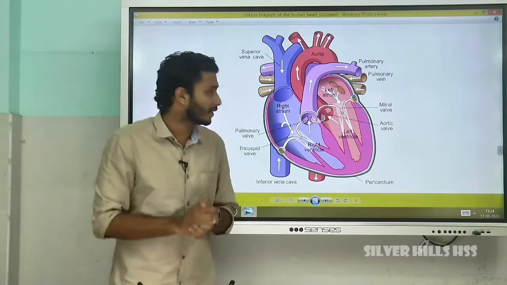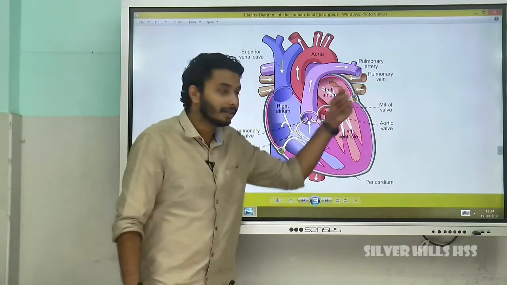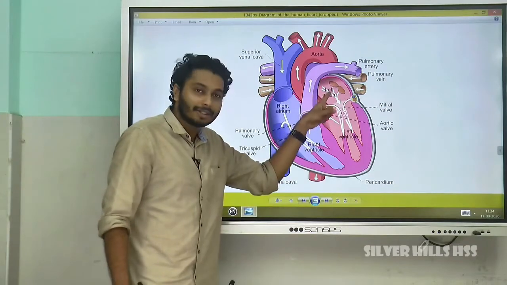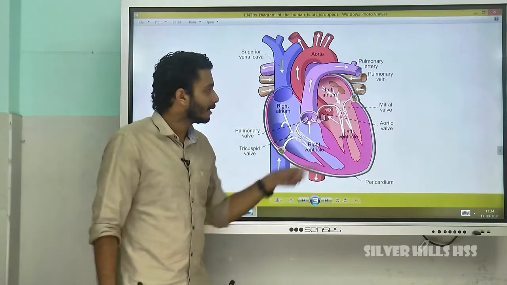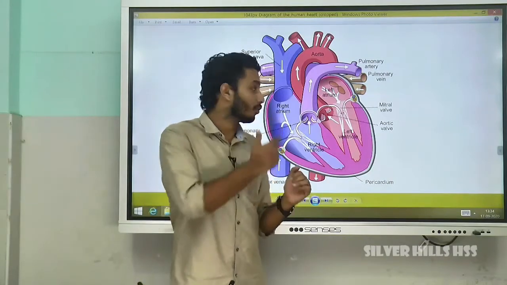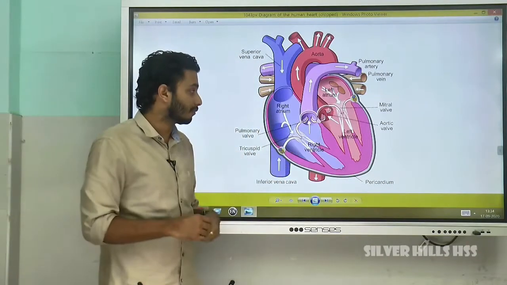I repeat, bicuspid valve. The oxygenated blood moves through the pulmonary vein and reaches the left atrium. From the left atrium, it moves to the left ventricle through the bicuspid valve. The valves prevent the backflow of the blood.